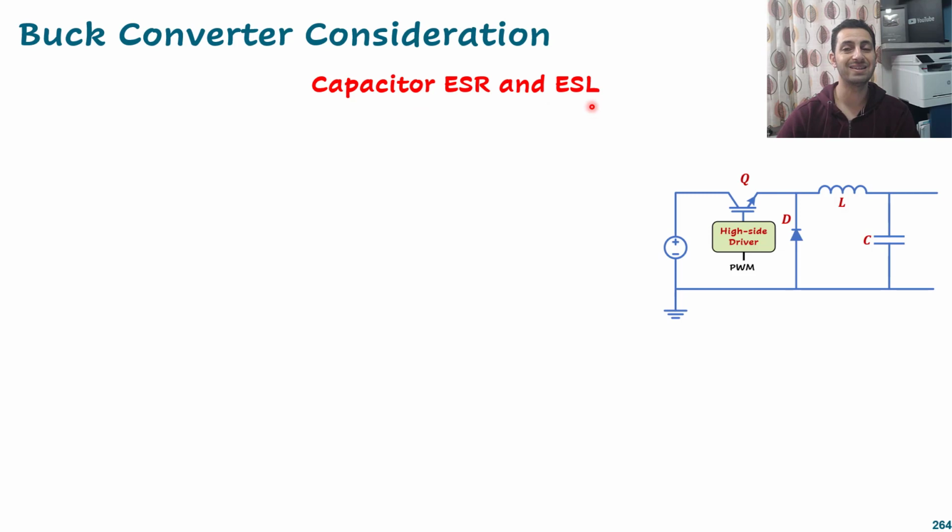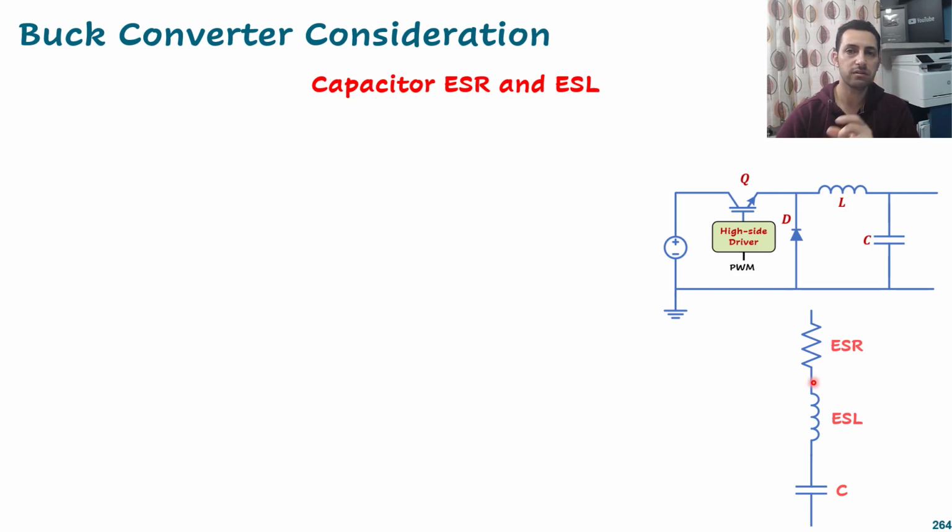Capacitor ESR and ESL. We have that capacitor here. What concerns us if it has capacitance, resistance, and inductance? So the model of the capacitor, they always model it like this. We have a series inductance, and that series inductance is caused by the leads of the capacitor, because we have some leads and also the plates inside that capacitor.